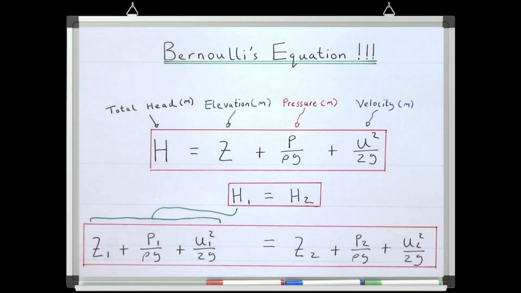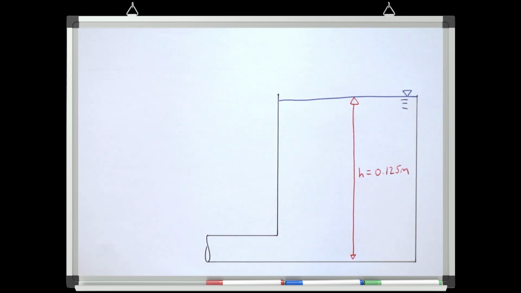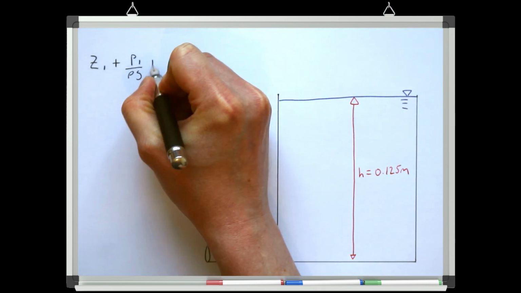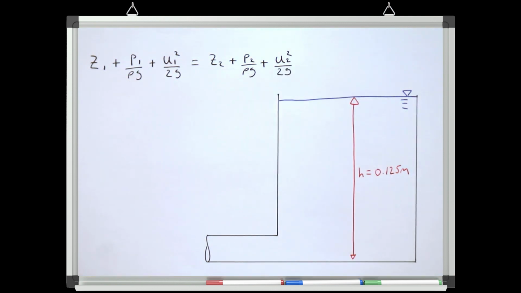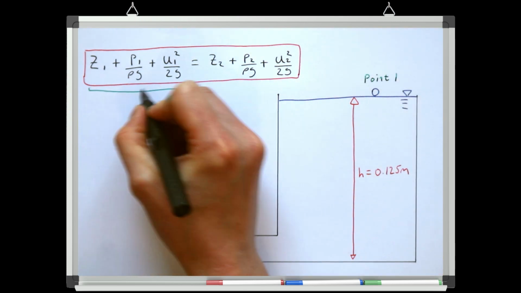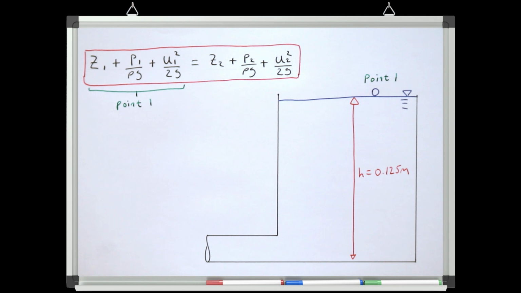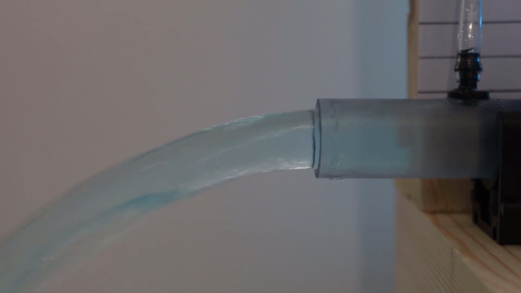So the total pressure head at any defined point 1 in our system will be the same as the total pressure head at any defined point 2 in our system. And in our system, the total pressure head is always going to be 0.125 meters. Let's apply Bernoulli's equation between the water surface of the tank and the outlet of the pipe. So point 1 is the water surface of the tank. And point 2 is the outlet of the pipe where we want to calculate the velocity.